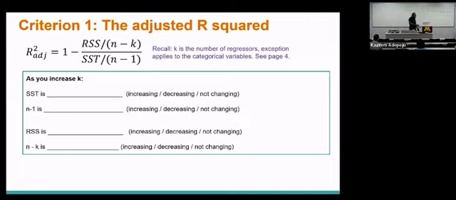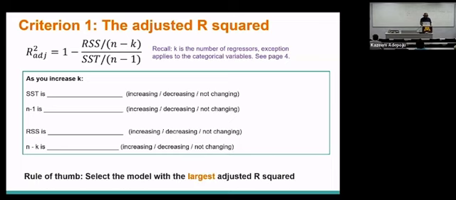Then I have some questions that I expect you to answer: as you increase your K, what is K? K is the number of regressors. You can look at the mathematics. What is going to happen to SST? What is going to happen to n minus 1? You can figure that out later. Now, that is criterion number 1. What is the rule? The model with the largest adjusted R squared is the best model. When you have more than one model, the model with the largest adjusted R squared is the best.